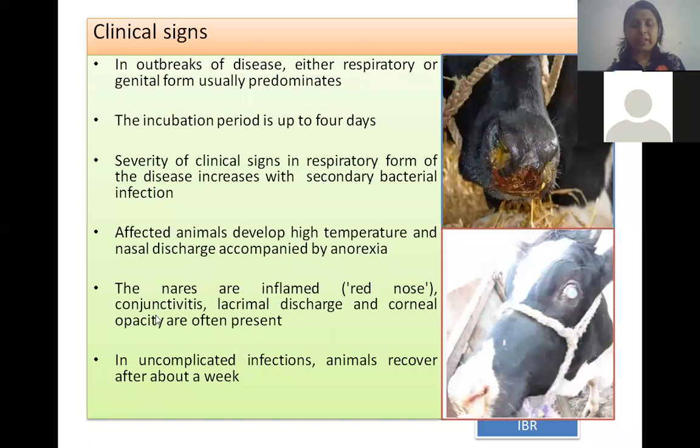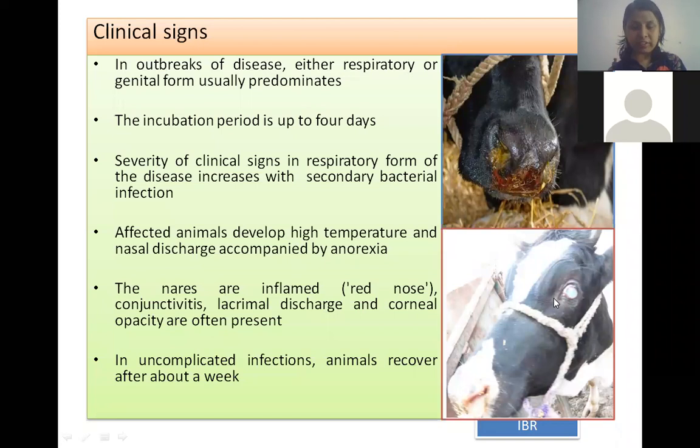If bacterial infections occur, then the disease becomes severe, and affected animals develop high temperature, nasal discharge, and anorexia. The nares become inflamed, hence the term red nose is used. The animal also develops conjunctivitis with lacrimal discharge, and corneal opacity is seen.